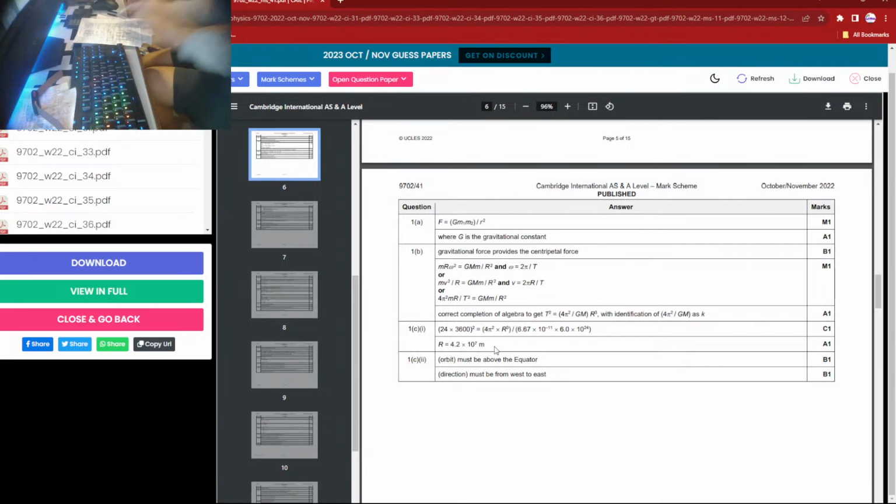Radius is 4.2 times 10 to the power 7. That's correct. Must be above the equator, orbit directly above the equator. Direction must be from west to east. Okay. Completion, 4 pi squared over GM is your k. That's correct. And F equals GMm over r squared. G is the gravitational constant. Okay, that's all. I guess that's all for this stream.